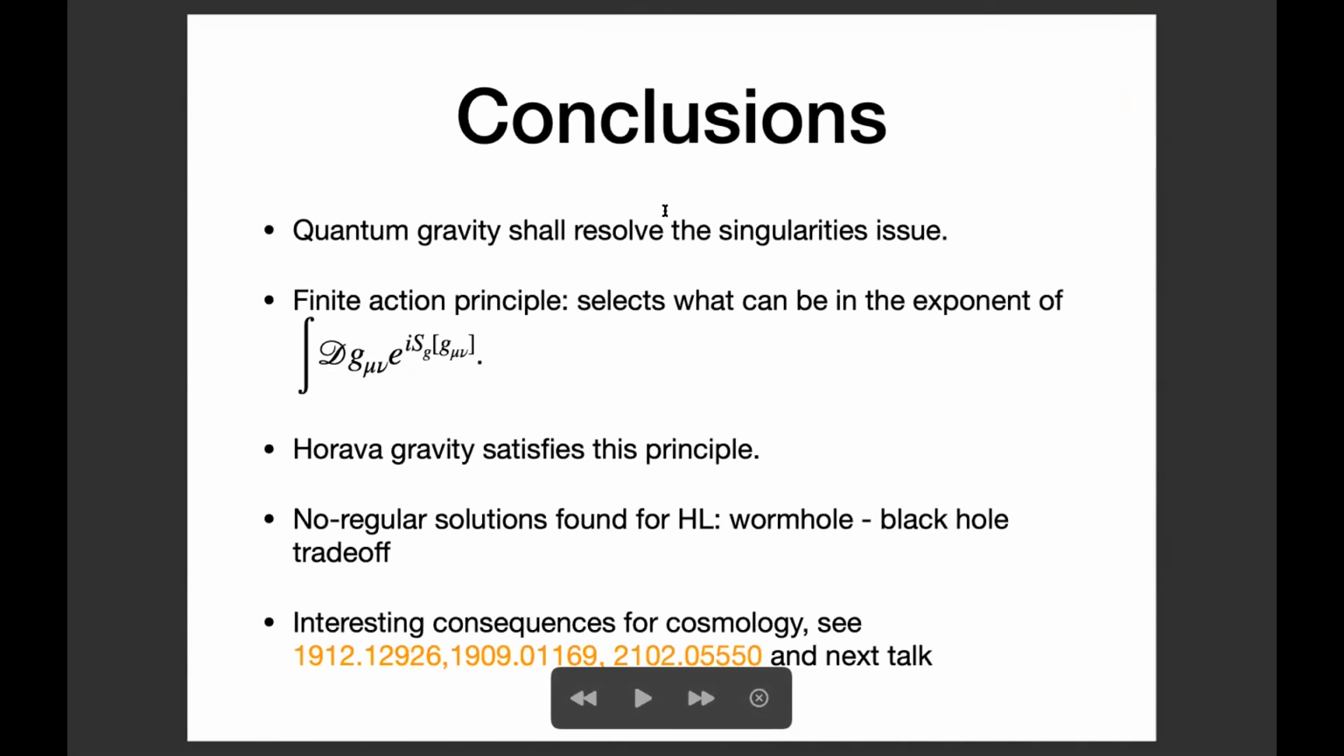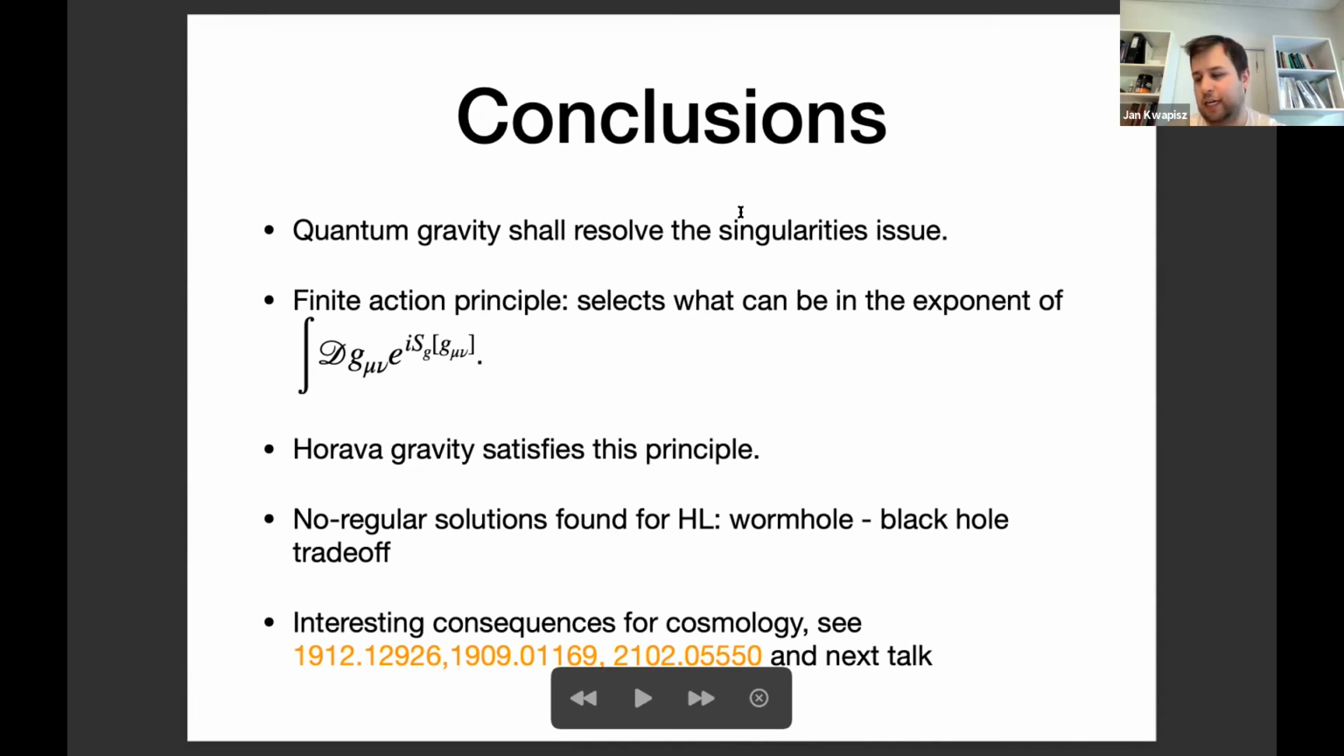quantum gravity shall resolve the singularities, both cosmological and the black hole ones. To do so, the finite action principle has been proposed, which selects what can be in this exponent here. In particular, Horava-Lifshitz gravity satisfies this principle.